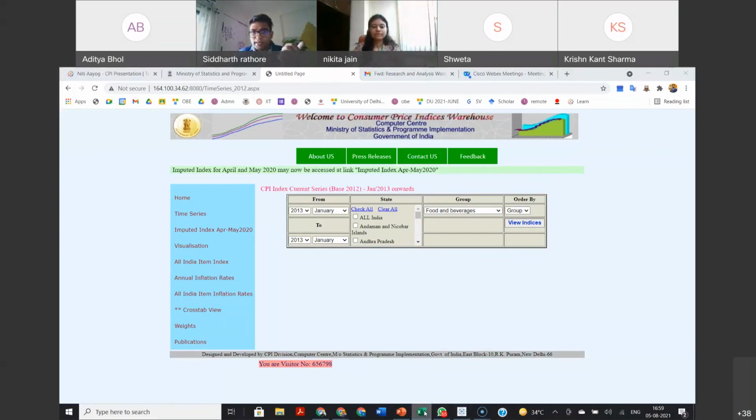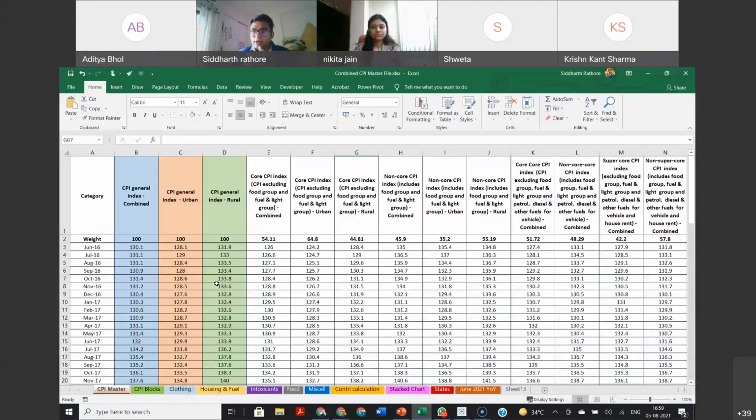So this is the publicly available data that we use. Then comes the main part, because analysis on Tableau has to be done. Tableau takes pre-processed data, so it's just a visualization tool. The analysis has to be done on Excel.